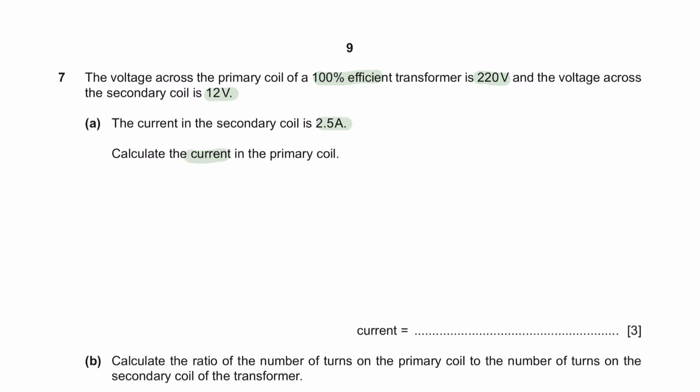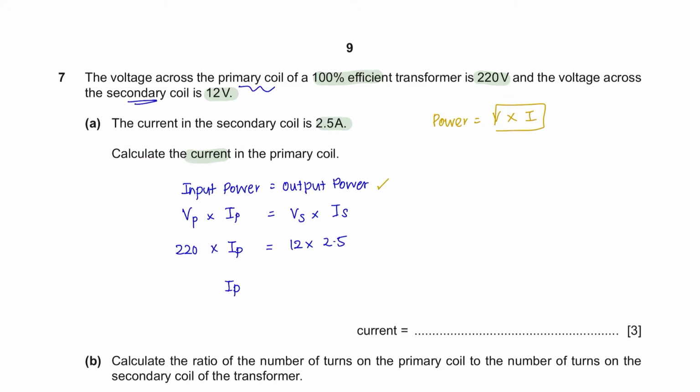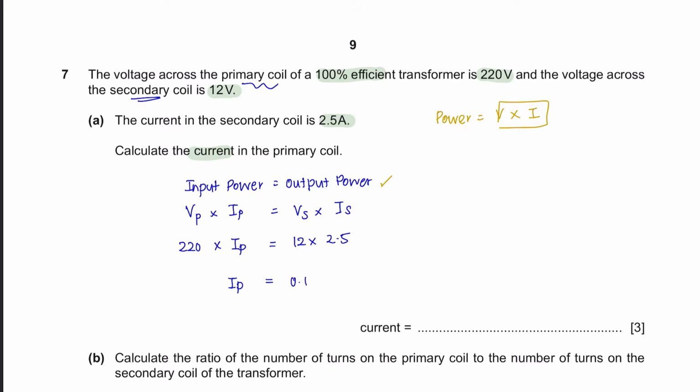If a transformer is 100% efficient, the input power is equal to the output power. The equation to calculate power is voltage multiplied by current. So let's apply this here. So just rearrange your formula and you will get the current in the primary coil, which is 0.136 ampere. Simplify your answer to two significant figure would be 0.14 unit ampere.